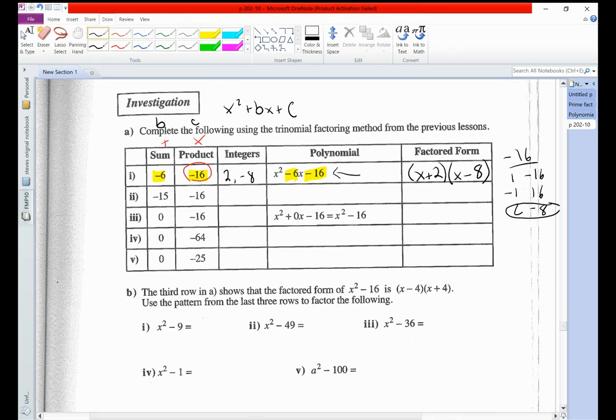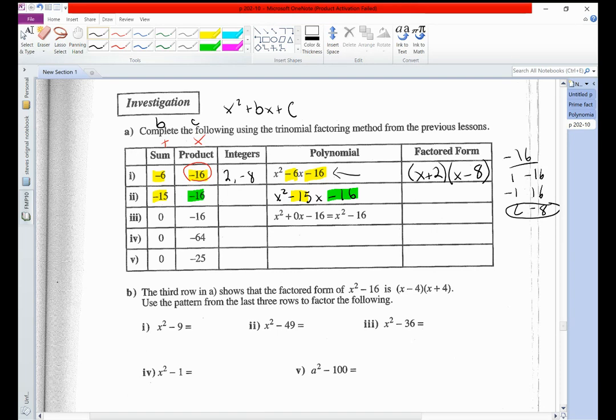We're going to do one more. We have -15 and -16. So we're looking for, first of all, let's write our polynomial. It's going to be x squared minus 15x minus 16. And that comes from the sum and the product, the b and the c.